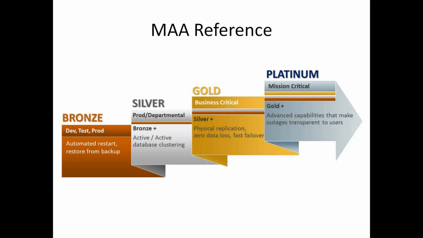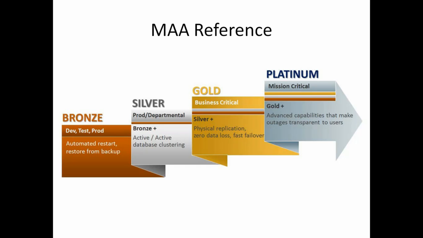At the bronze level, which is typically for dev, test, and production environments, we are talking about the capability to automatically restart any failed instances and the capability to restore from a proper backup. When we go to silver level, which is for production level databases, we are talking about all the capabilities of bronze, and on top of it, we are also talking about local high availability through active-active clustering, or in other words, real application clusters.